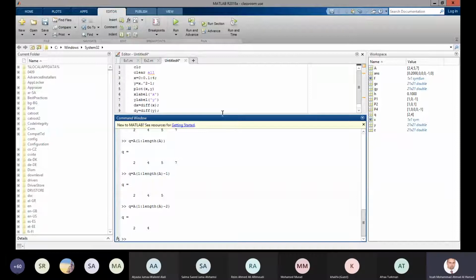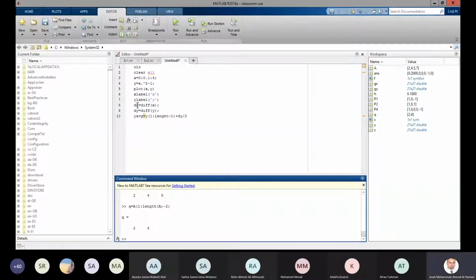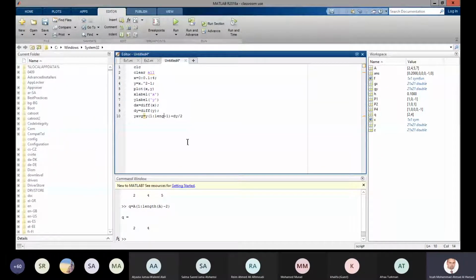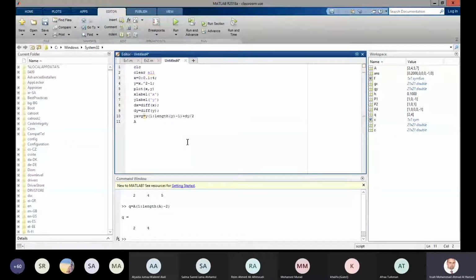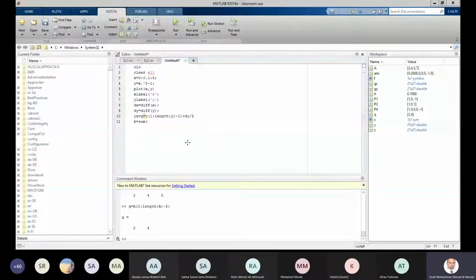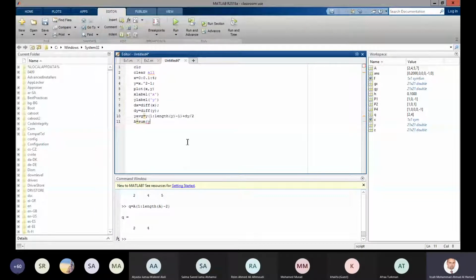So here I need to make the y average from 1 up to the length of y minus 1 plus dy over 2. This is what we have just showed you on the whiteboard. Now we need to find the total area, which is the sum of all y averages multiplied by dx. Okay?